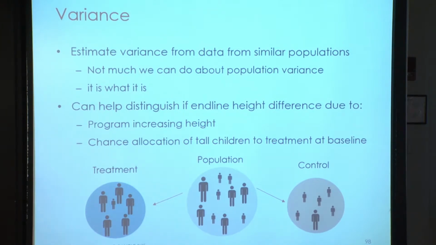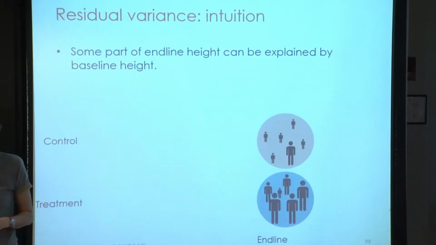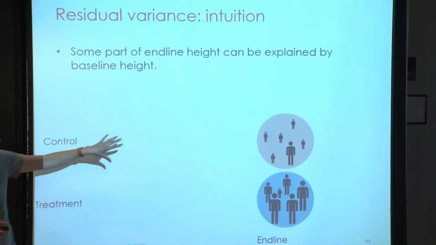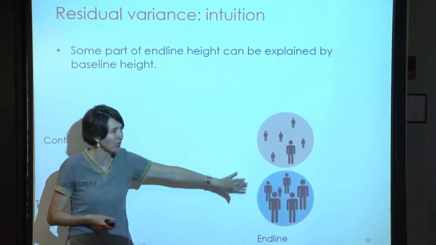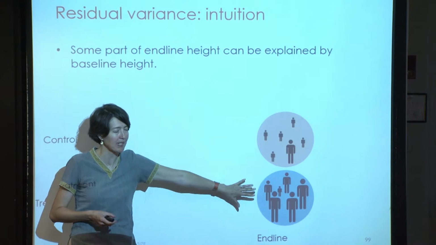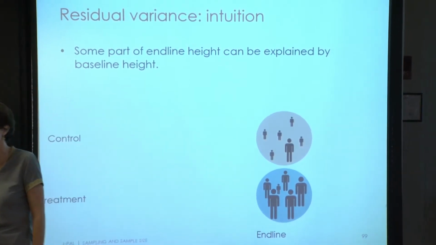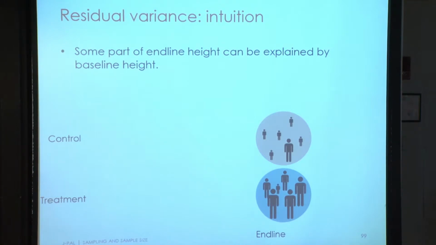Remember that our problem with variance is that if we see differences between treatment and control, we don't know whether that's because we happen to get tall people in treatment versus control. So what might we be able to do to solve that problem, to help us distinguish? Well, again, our problem is at endline, we see taller people in treatment than in the control, and we don't know whether that's because of underlying population variance and happening to pick taller people, or because the program worked. What can we do to try and sort that out?